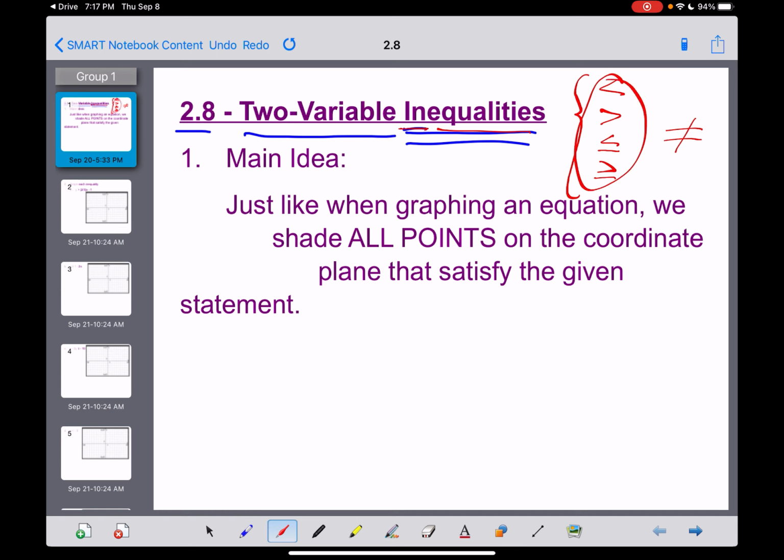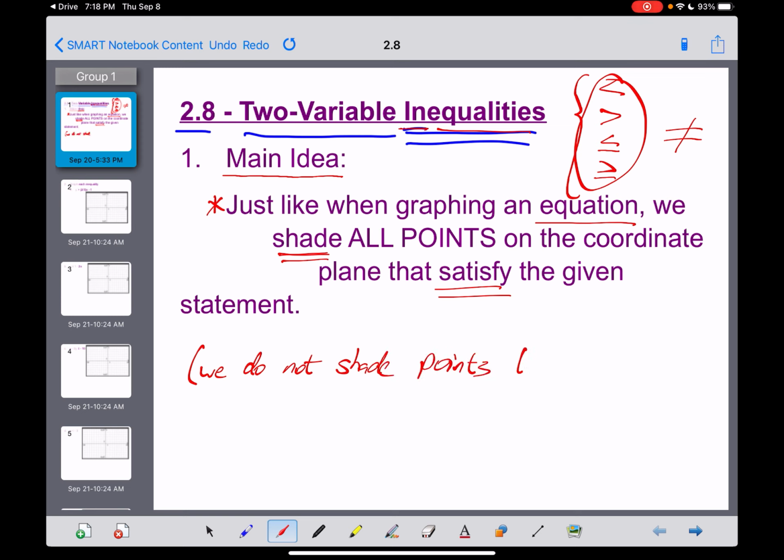So, when we go to graph two variable inequalities, there's a main idea at work here that I want to make sure everybody gets down. This is important, just like when we're graphing an equation. Similar to what we've been doing in this entire chapter so far, we shade. Now that's an important word here. We shade, or we graph, all points on the given coordinate plane that satisfy the given statement. Okay, so we graph the points that work, and then, this is probably worth noting as well, we do not shade, or we do not graph, points that do not work.